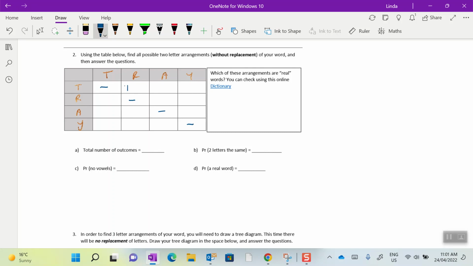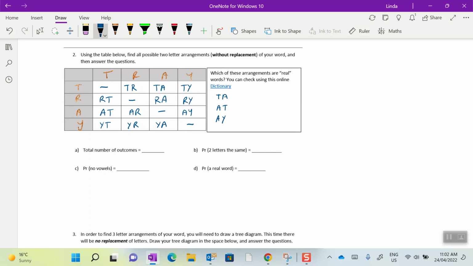What I can get is I can get TR, I can get TA, I can get TY, I can get RT, get RA, RY, AT, AR, AY, YT, YR, YA. I don't need to look up the words again in the dictionary. I've got it from my last question. I've got tar, I've got at, and I've got a.